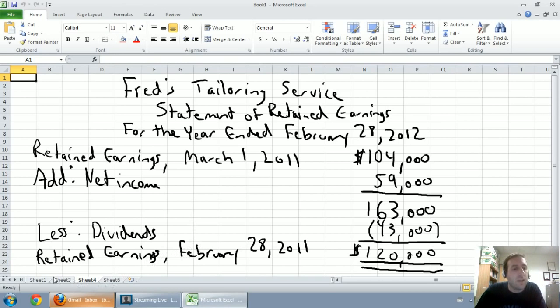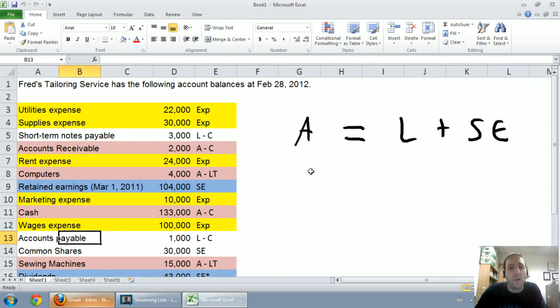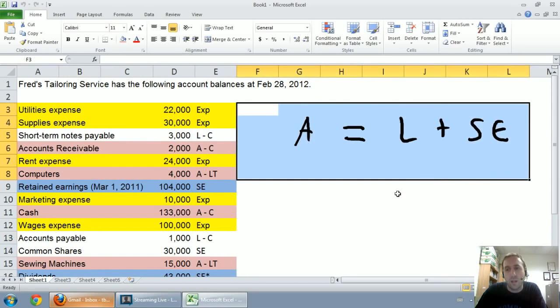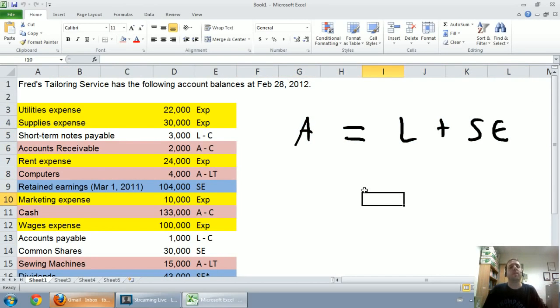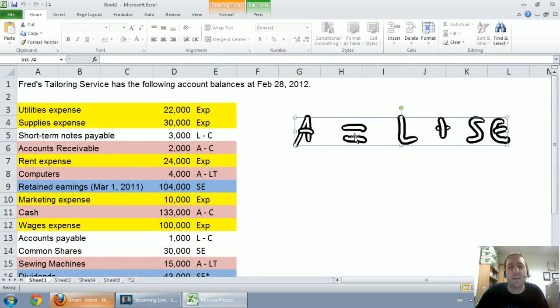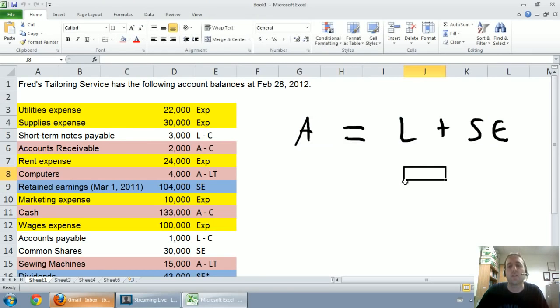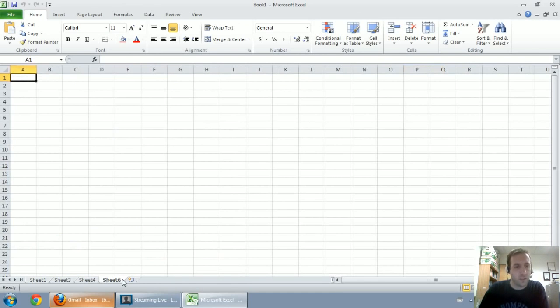The final statement, again, is the balance sheet. And what the balance sheet does, and I've already written it here, is it summarizes this relationship very nicely. It summarizes the relationship of assets equals liabilities plus shareholders' equity. So on one side of the balance sheet, we're going to list the assets. On the other, we're going to list the liabilities and the shareholders' equity. And you're going to see that assets do indeed equal liabilities plus shareholders' equity. So let's go ahead and prepare a balance sheet.